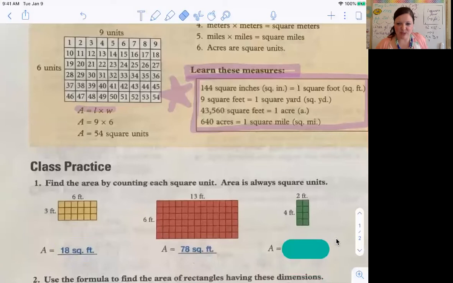Let's look at that last one. That was the one that I showed you first this morning. I'll turn it this way so it matches. 2 feet by 4 feet. What is the area that's there? 8. Now that was easy to count, but it's also super easy to multiply. 2 times 4, or 4 times 2, is equal to 8 square feet. Let's move on down.